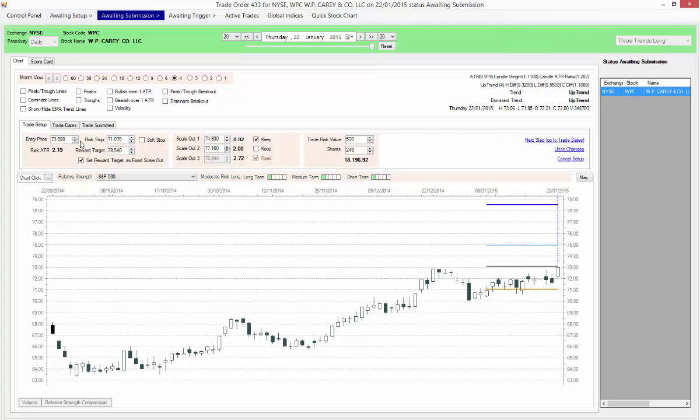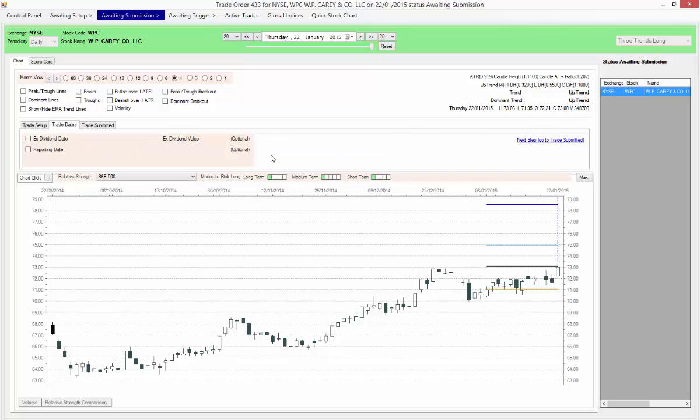I'm going to go to my trading platform, enter in the relevant information, and look over here and see what is available for me to progress this trade. Next step, go to trade dates, undo the changes, or cancel the setup.